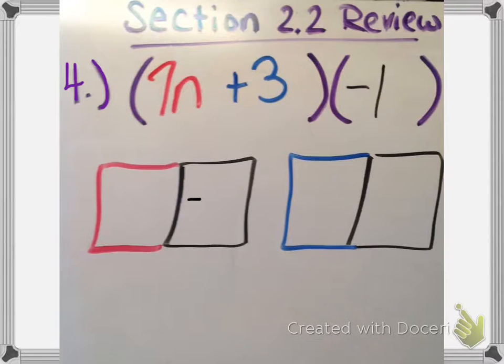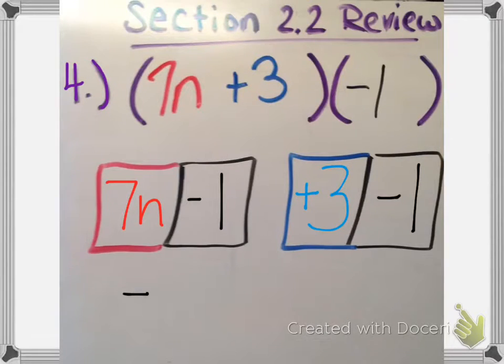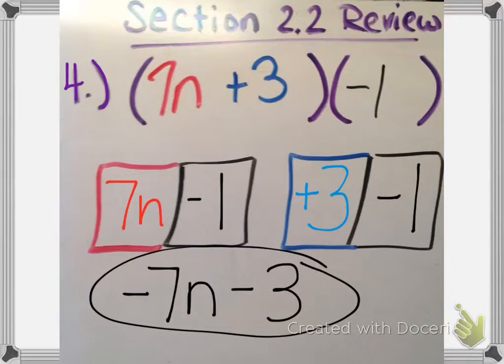You should have negative 1 in the black boxes, then bring down your 7n in the red box, and your positive 3 in the blue box. Then you should have multiplied 7n times a negative 1, positive times a negative is negative 7n. Then you have a positive 3 times a negative 1, and that is a negative 3. Your answer was negative 7n minus 3.